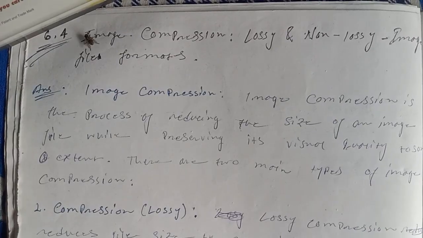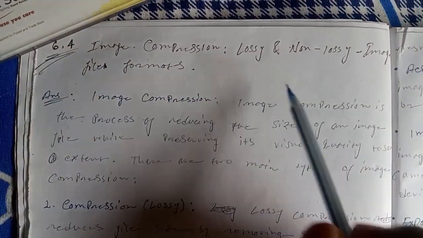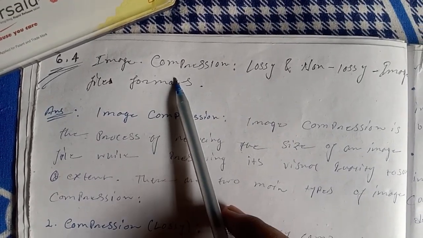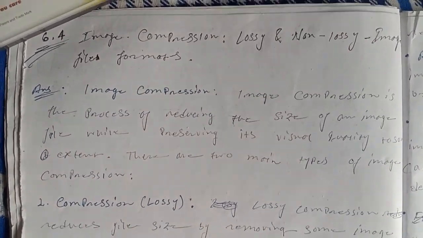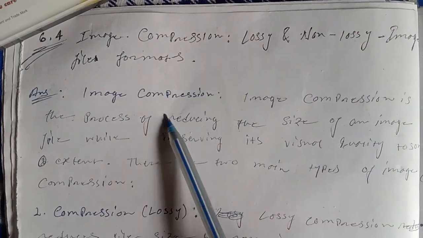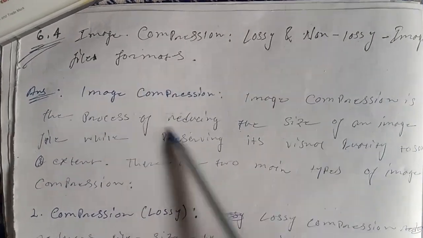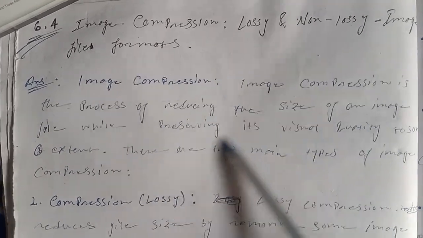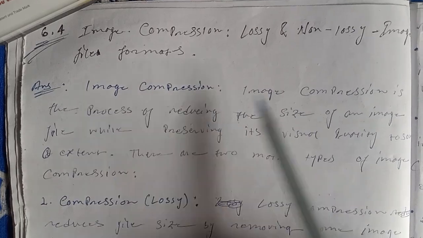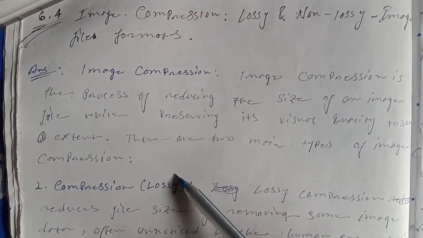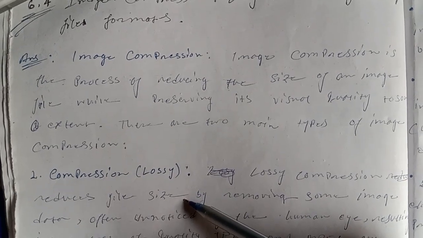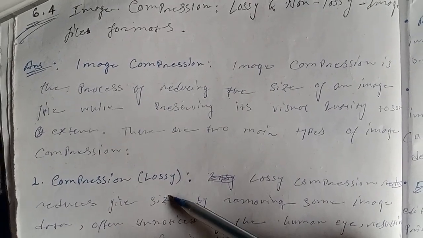Sorry. Image compression. The last question is the fourth question. The image compression. No, it's not the last question. Image compression, lossy and lossless image file formats. Image compression is the process of reducing the size of an image file while preserving its visual quality to some extent. There are two main types of image compression. One is lossy compression, and the other one is lossless compression.